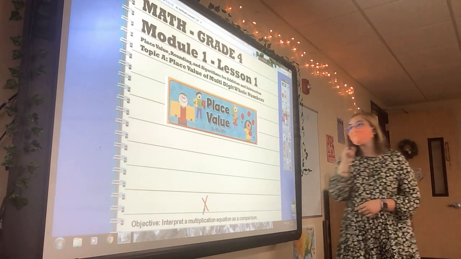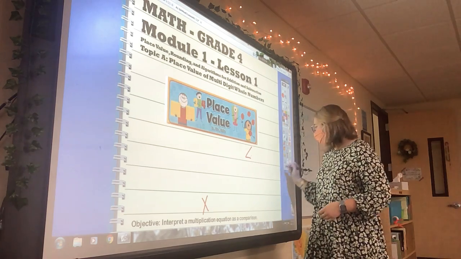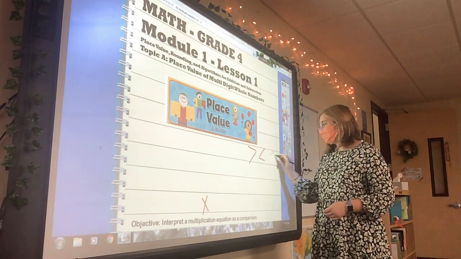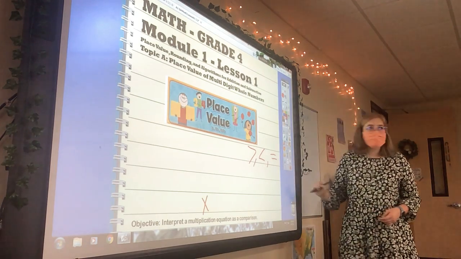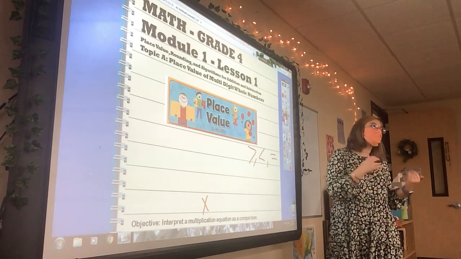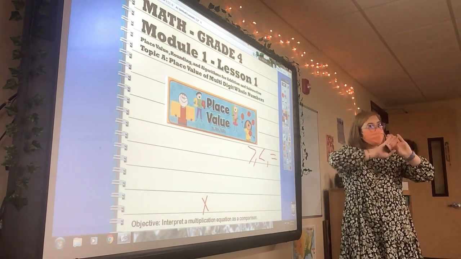So comparison meaning greater than, less than, or equal to. Does that seem familiar? Right? So is this number bigger than this other number? Is it smaller than this other number, or is it the same, right?